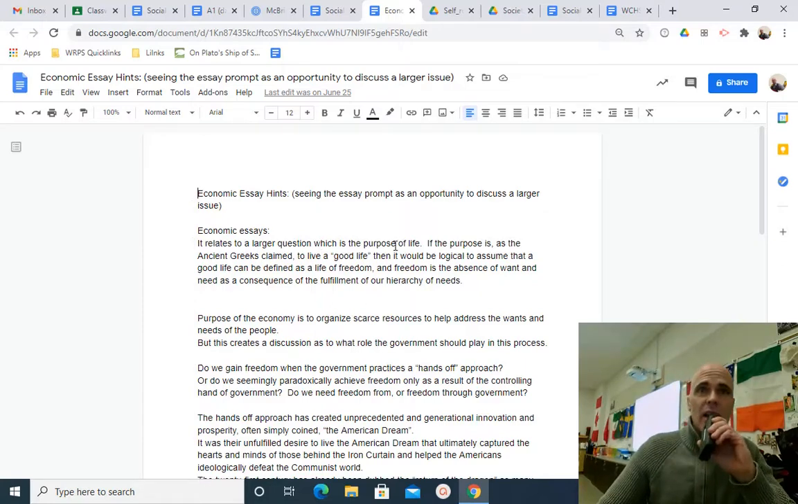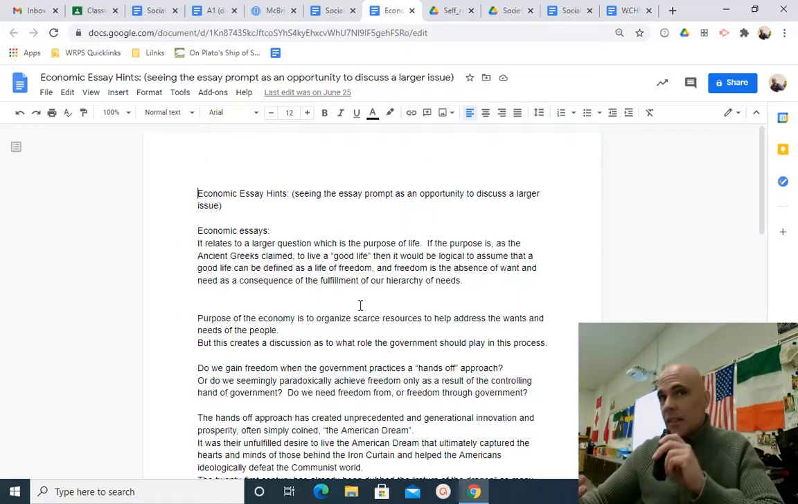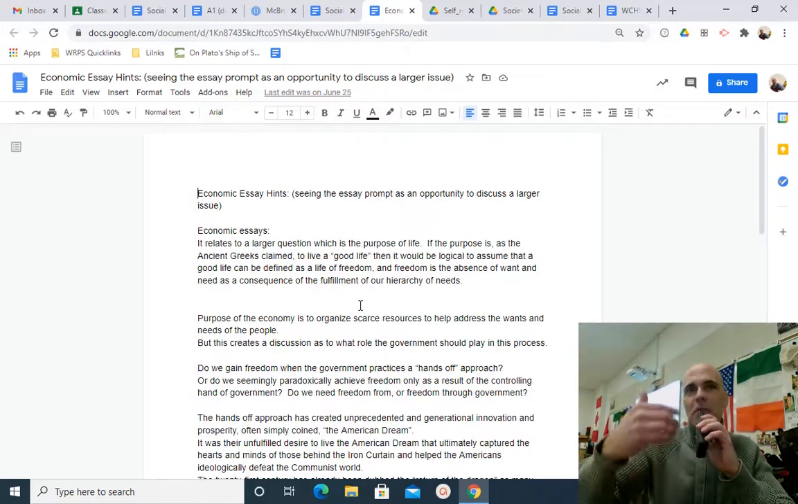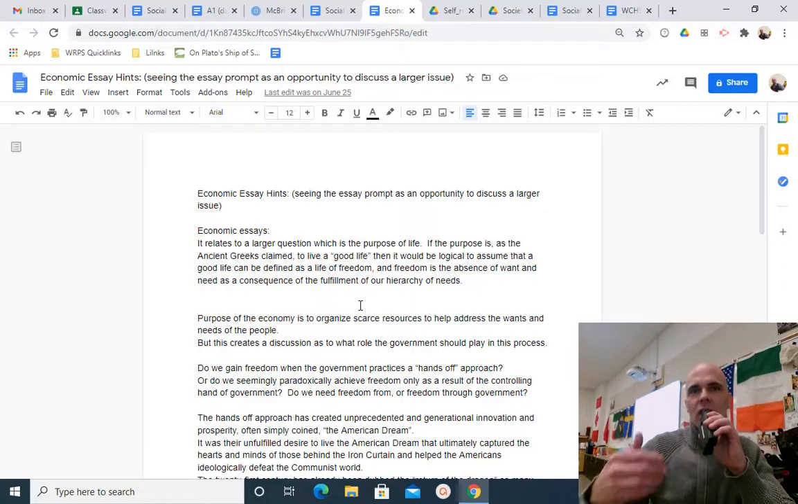If the purpose is, as the ancient Greek claimed, to live a good life, then would it be logical to assume that a good life can be defined as the life of freedom, and freedom is the absence of want and need as a consequence of the fulfillment of our hierarchy of needs? And if that's the case, then what's the best path to that freedom? Is it freedom through or freedom from government?